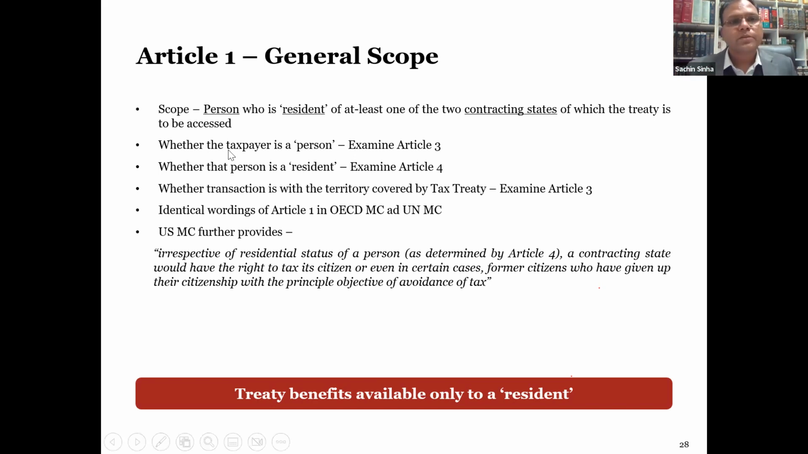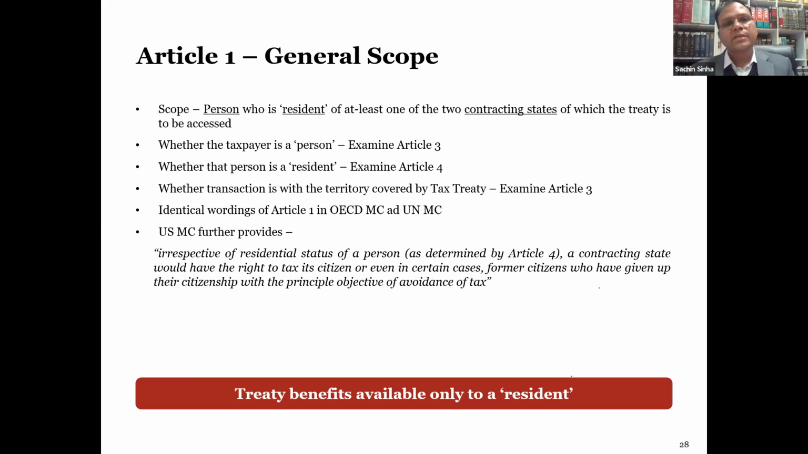So whether the taxpayer is a person, of course it applies to a person who is a resident of. So this is the term which is used in that article. What is the meaning of person? What is the meaning of resident? That is all explained in the earlier slides also. Whether the taxpayer is a person is dealt with in Article 3, and whether it is a person who is resident is as per Article 4.